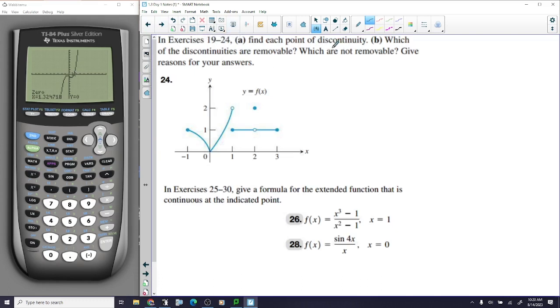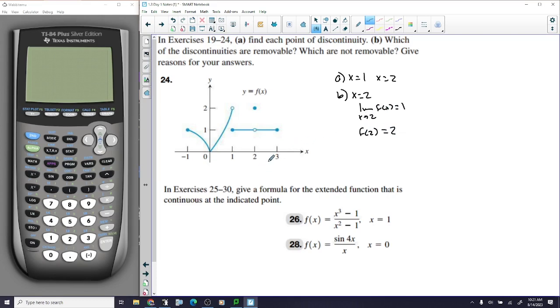Find each point of discontinuity. A. All right, x equals 1 and x equals 2. B, which of the discontinuities are removable? Only x equals 2, because at 1, this is a jump discontinuity. Give a reason for your answer. Limit as x approaches 2 of f of x is 1, and f of 2 is equal to 2.